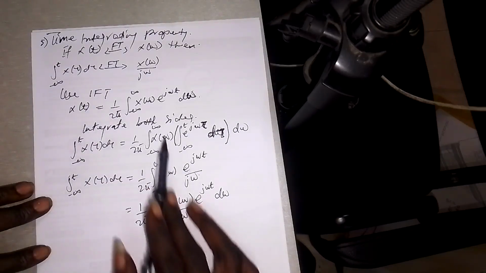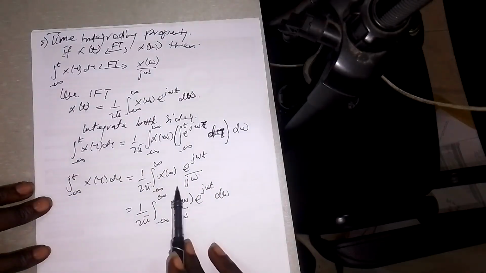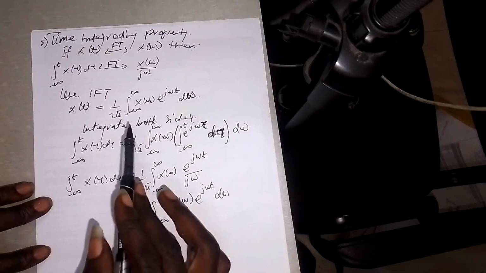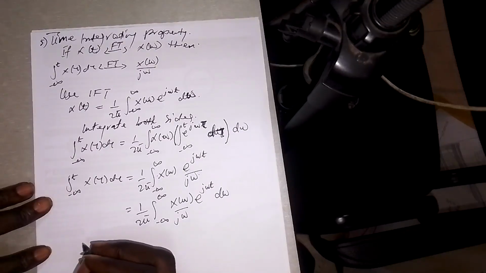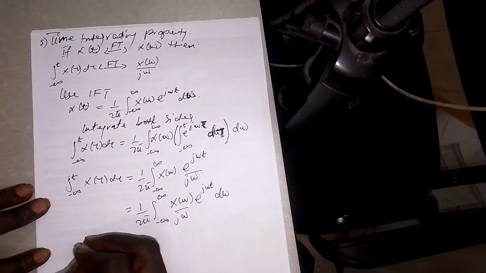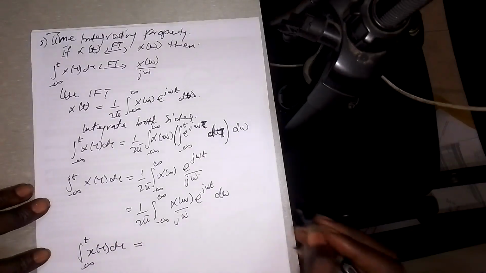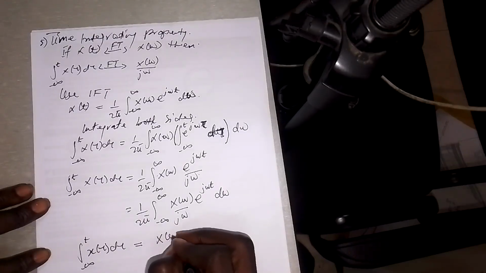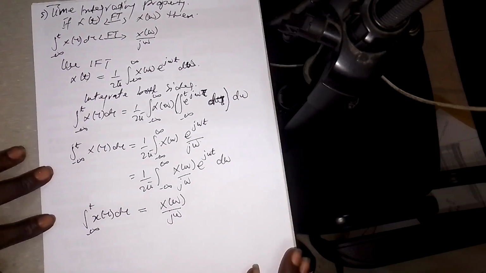And we know that instead of x of t, we can write X of omega, because X of omega is the Fourier transform of x of t. So in that case, I'll be able to say that the integral from minus infinity to t of x of tau, d tau, is actually equal to X of omega over j omega. So that is how you're able to get this one.